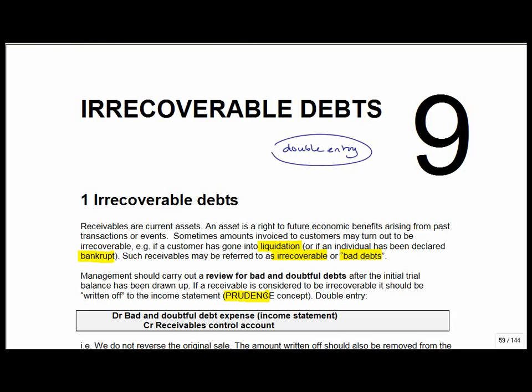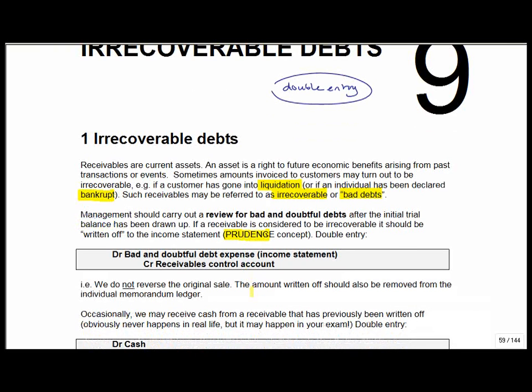So if we know we're not going to get paid, what we need to do is write off the debt, and the double entry is written out here. What we do is we debit a bad and doubtful debt expense account. Okay, so that's an expense in the income statement. And we credit the receivables control account, okay, because that then removes the amount from the ledger altogether.